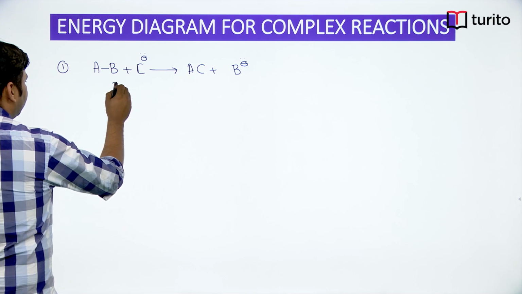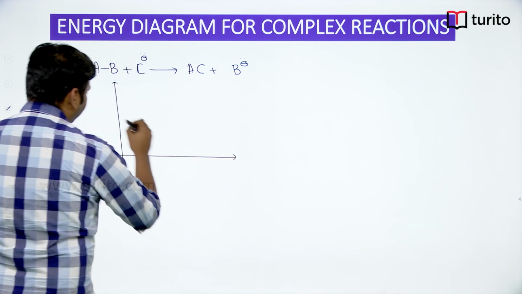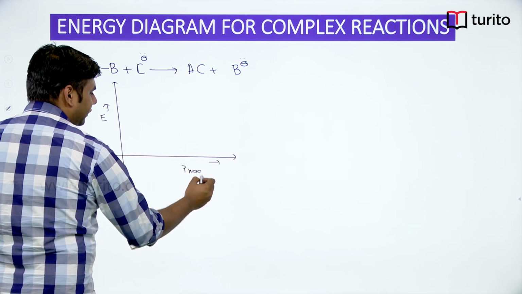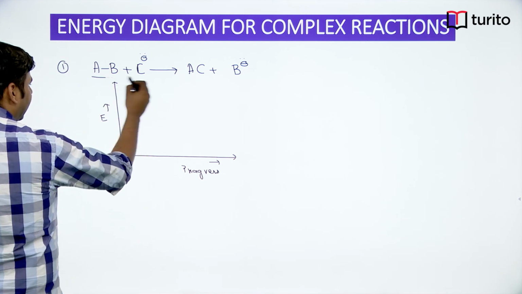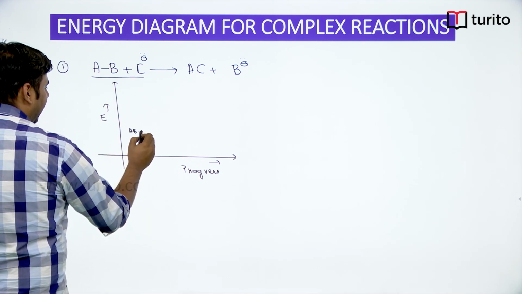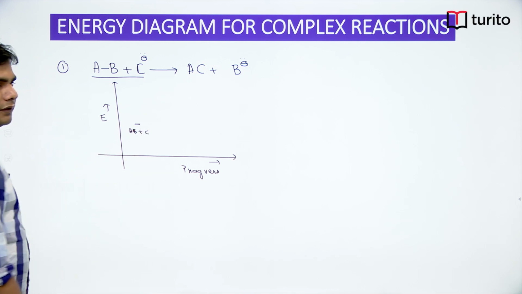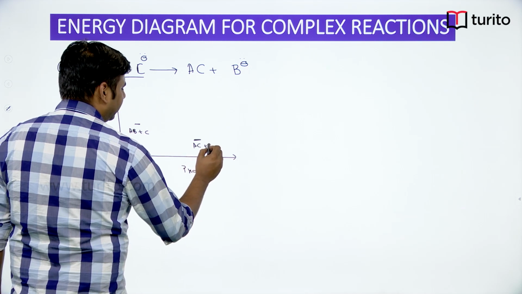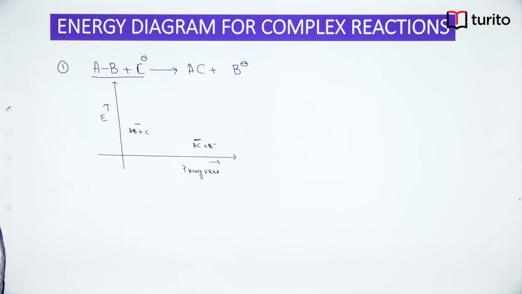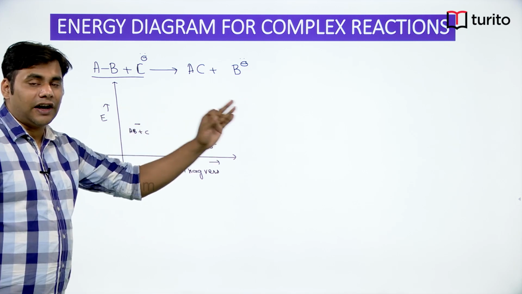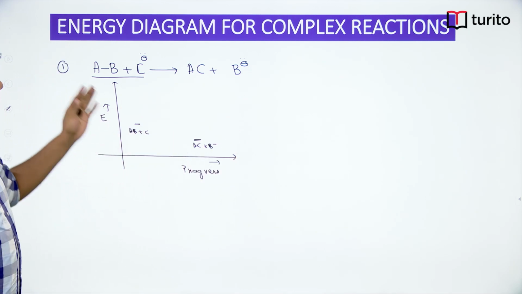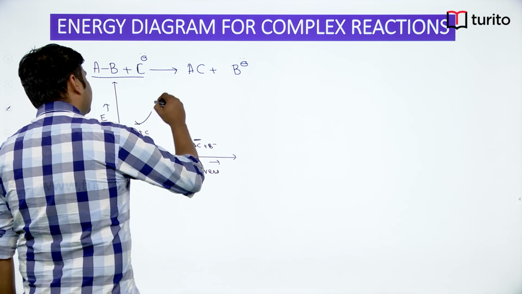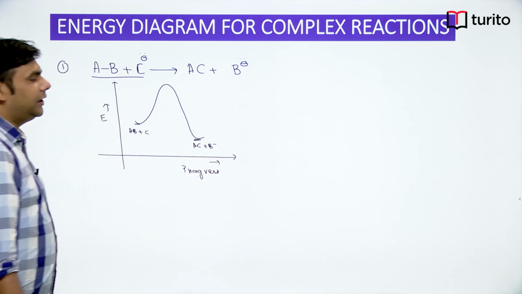When we want to draw the energy profile diagram, we draw energy versus progress of reaction, or the reaction coordinate. We know that AB plus C is the reactant. Suppose this is the energy level of the reactant, and suppose this is the energy level of the product. Suppose this is an exothermic reaction; it could be endothermic as well. Because this reaction proceeds in an elementary fashion, it has only one step. So when it proceeds, it will have only one activated complex or transition state. So this will be the energy diagram.